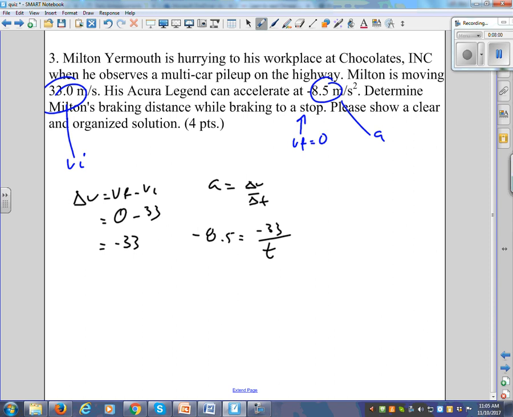And you'll notice that I've kind of made delta T and T sort of the same. Sometimes I find the delta T gets a little bit too complicated. We're going to solve for time by switching those two, and it's going to give you minus 33 over minus 8.5. And of course, it has to be positive. Time has to be positive. And what do you get for an answer?